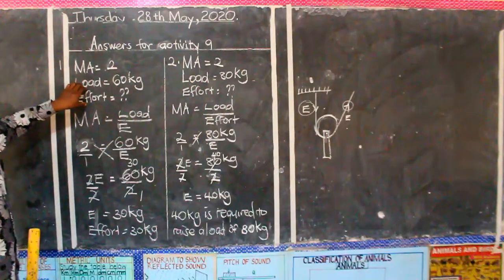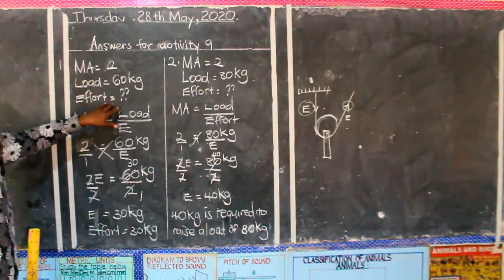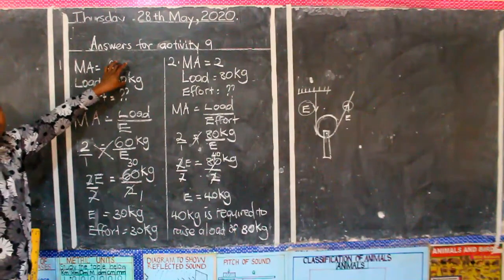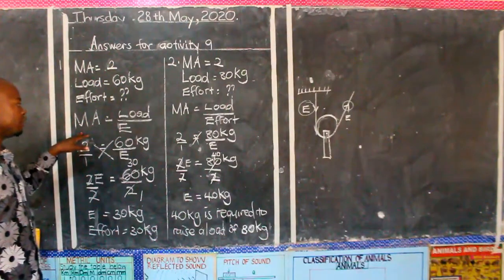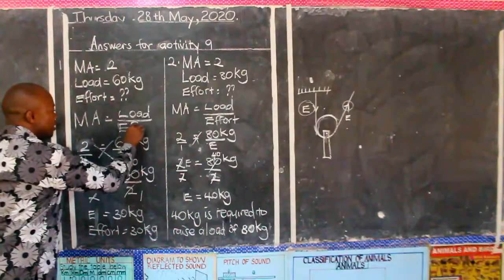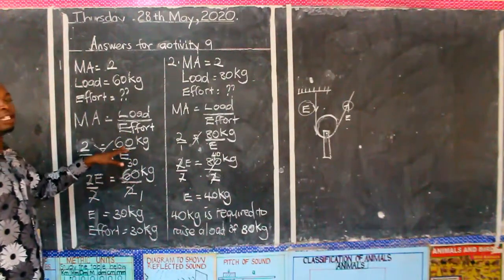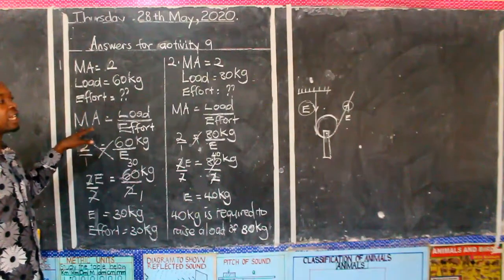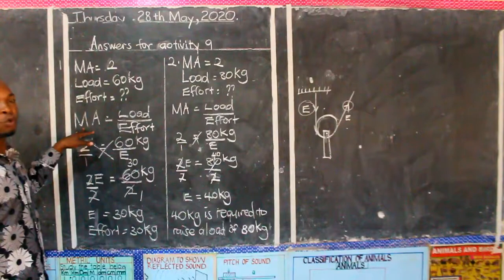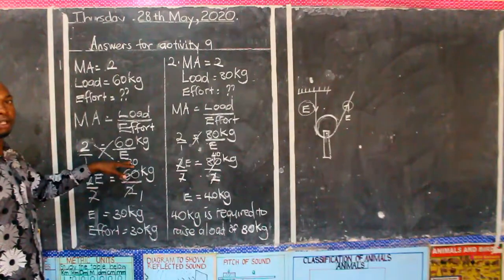We had got 60 as the weight or the load, and we wanted to look for the effort that was used to raise 60 kilograms. We have said mechanical advantage is equal to load out of effort, of which effort has not been given, but we have been given 60 kilograms as our load. Having discovered mechanical advantage of a single movable pulley is 2, we shall say 2 is equal to 60 kilograms out of E, which we are looking for.